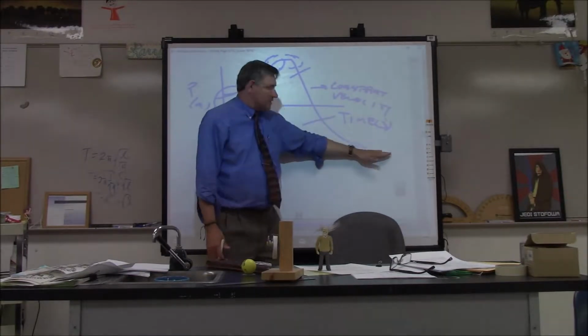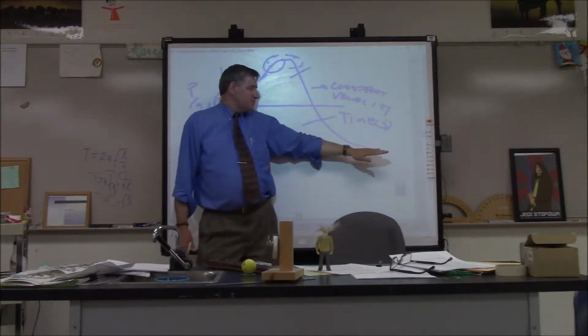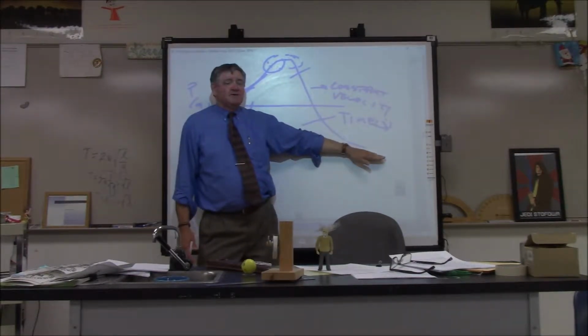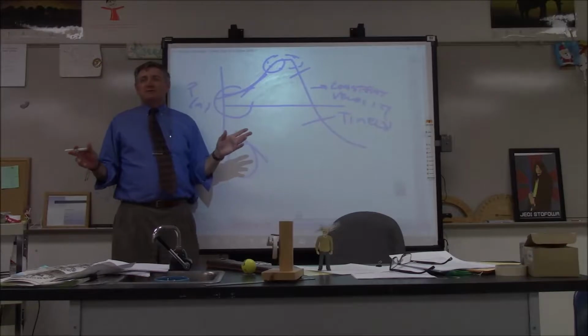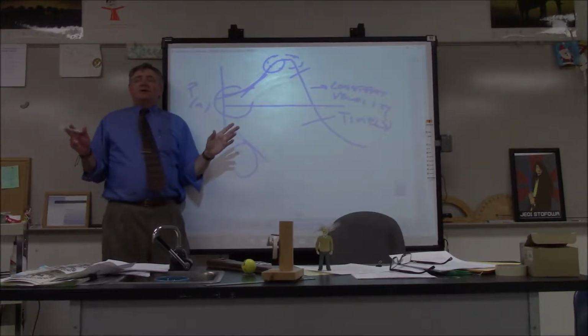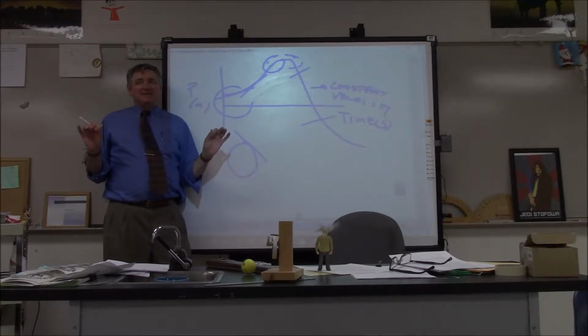Now, what's happening here? Mr. Stanley, what am I doing here? You're slowing down. How do you know? Because the slope is flat. Beautiful. How many times did I change direction? Tori, how many times did I change direction? Once. How do you know? It's a good answer. How do you know? What's the first golden rule?